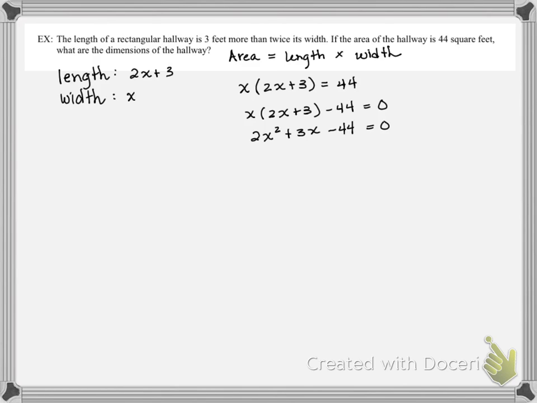And then make sure you combine any like terms that you can in this step before you try to factor. In this case, we don't have any like terms to combine, but you always want to double check. So our AC is negative 88. Our B is 3. If my AC is negative, what does that tell me about my two numbers? One is positive and one is negative.